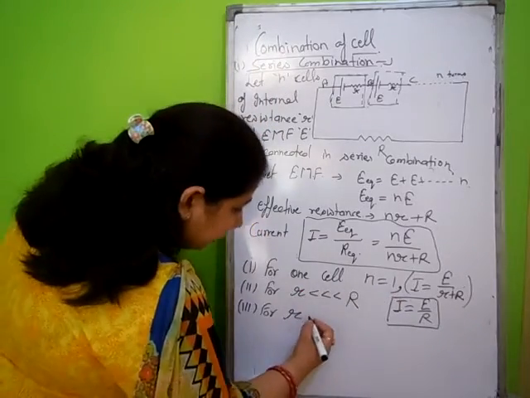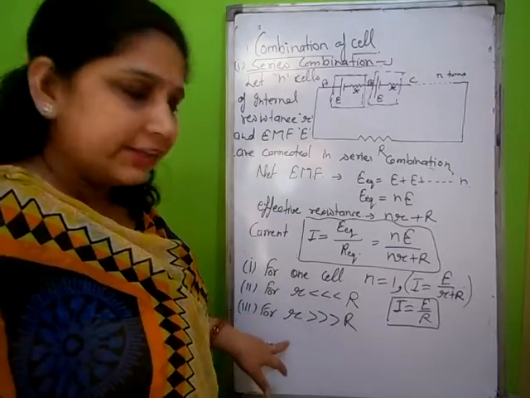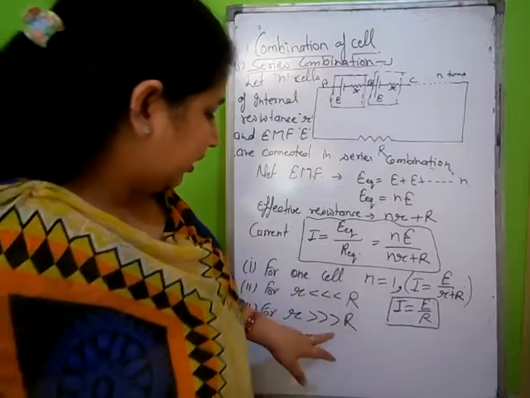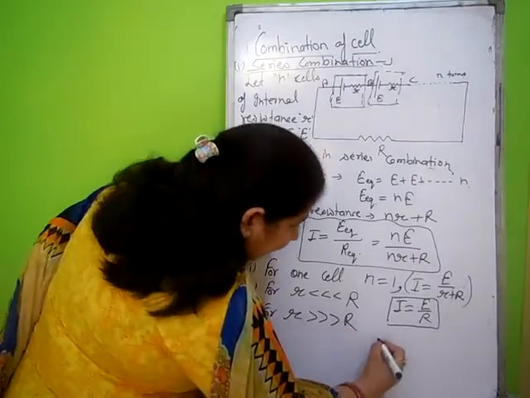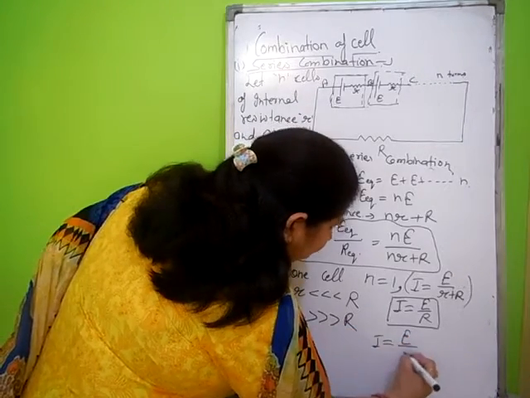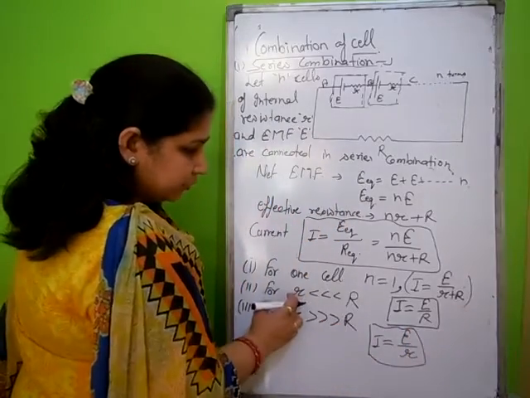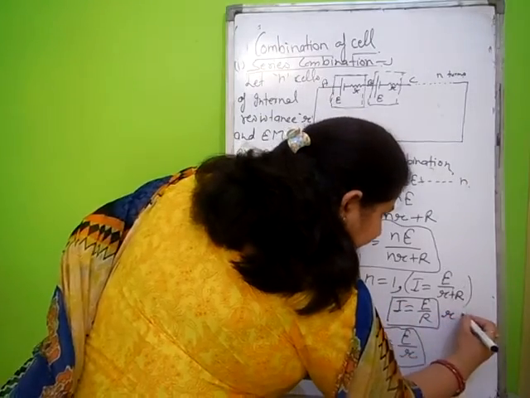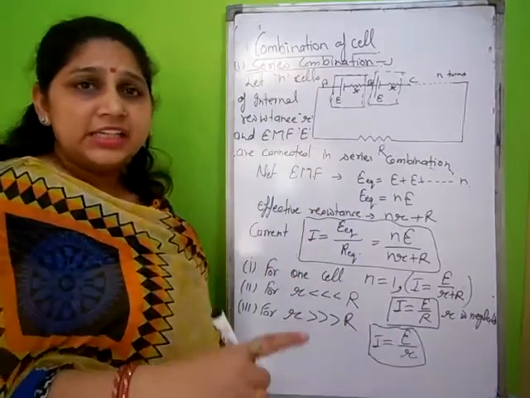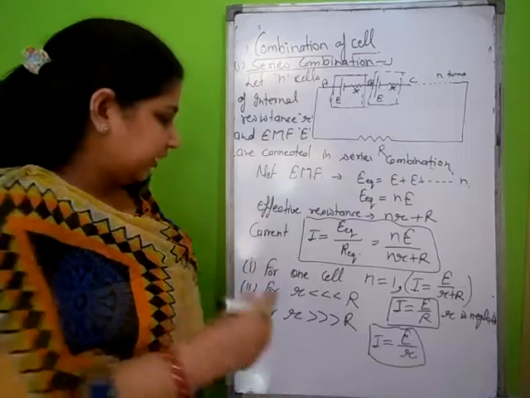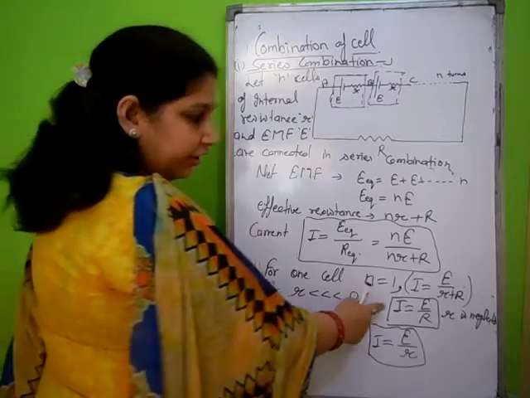Got it? For small r greater than R, suppose small r is greater than R, then what we have? We will neglect this R, not this. Then we have the formula I is equal to E upon small r. This is the total current when we neglect R. The smaller term is neglected, here R is neglected. The question can arise by giving the condition, meaning if small r is much greater, then what about the current? Then we will write this formula.